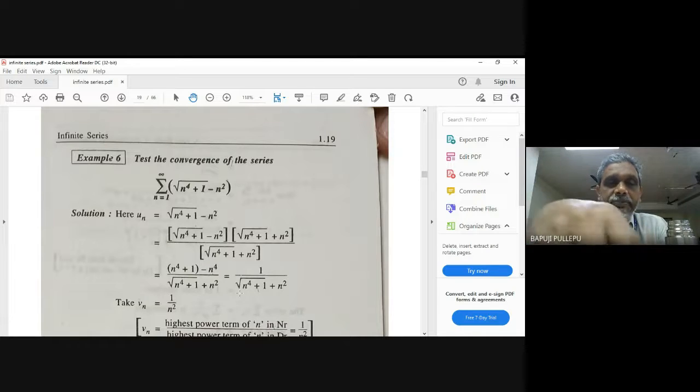Yes, n power 4 minus n power 4 cancel, leaving 1 by this. Correct? Now Vn is equal to what? 1 by n square. So obviously Vn is convergent, so Un is convergent.